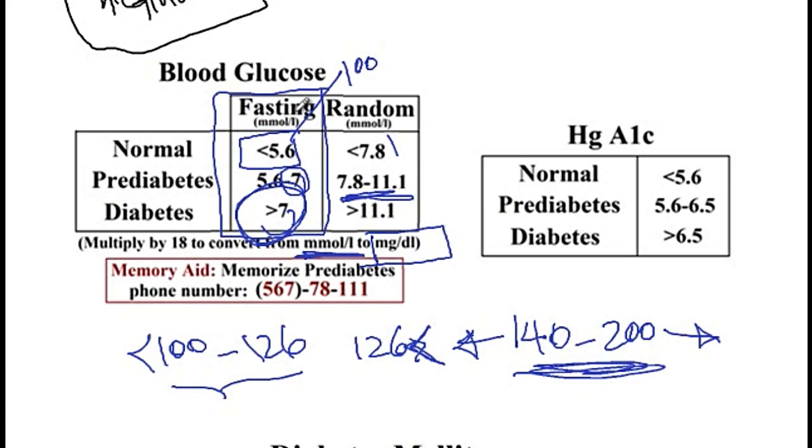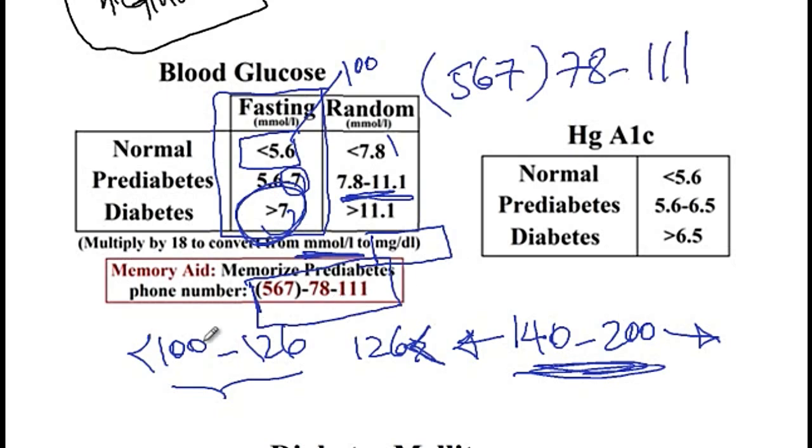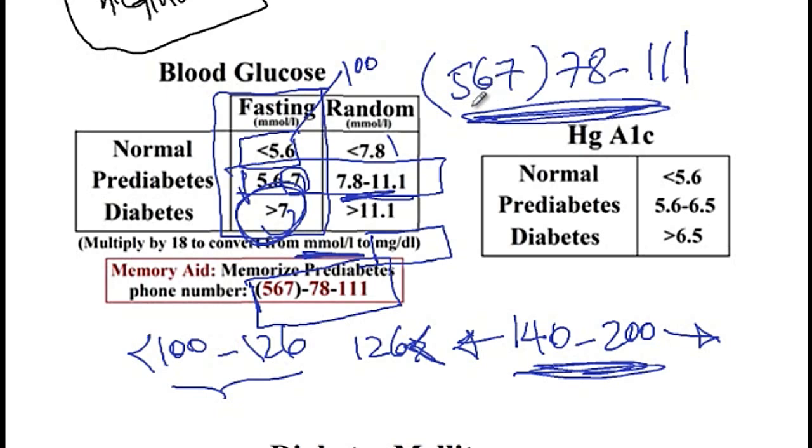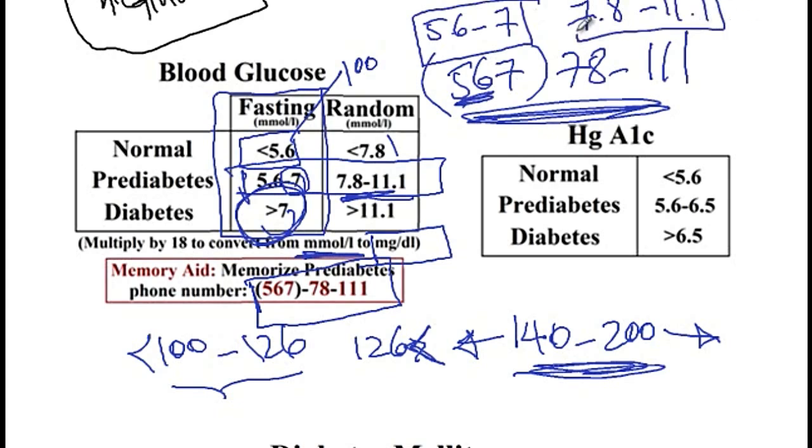Now the way you can memorize these numbers is to memorize this phone number that is provided here: 567, that would be the area code, and then 78111. I call it the pre-diabetic number because by having this number you can know all the values that are listed here for pre-diabetic. For fasting blood sugar, between 5.6 and 7 would be the pre-diabetic range. And for random blood sugar, 7.8 to 11.1. So just memorize this number and then you can get these values, and if you multiply by 18, every value, you will get in milligram per deciliter.